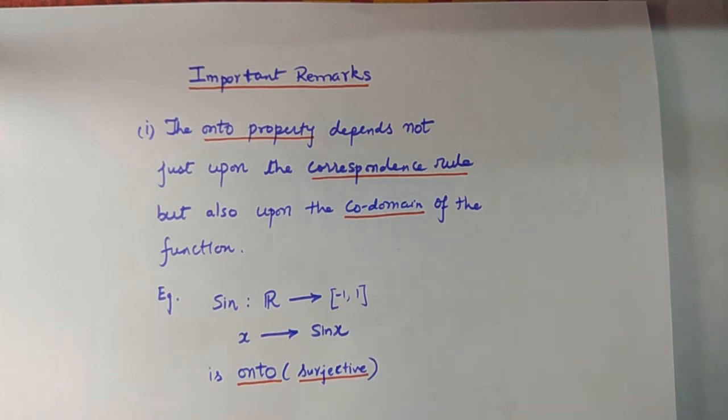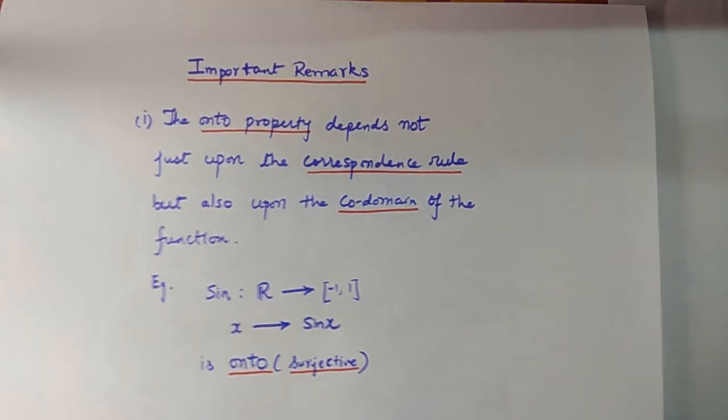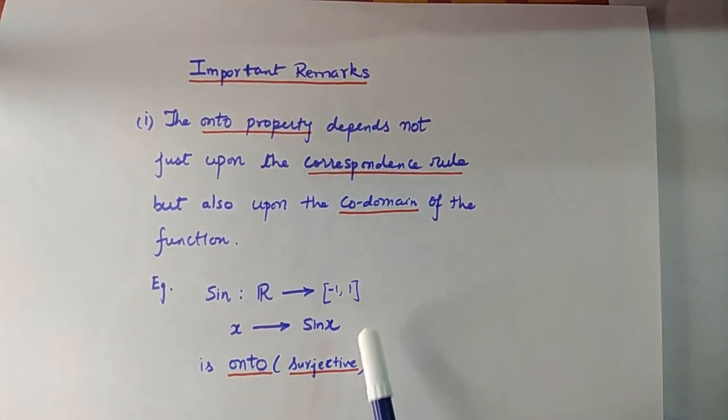This is an onto function because for every y belonging to the closed interval [-1, 1], there is a point in the set of real numbers whose image is the point y. Alternatively, in this case, the range of the sine function is the same as its codomain. So, we can conclude that this function sin x from R to the closed interval [-1, 1] is an onto function.